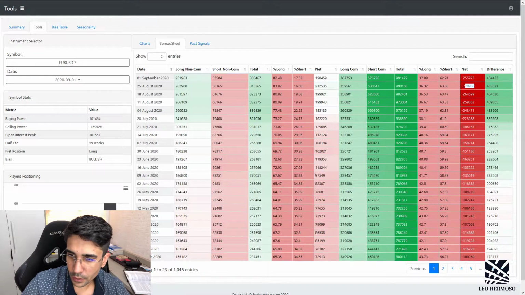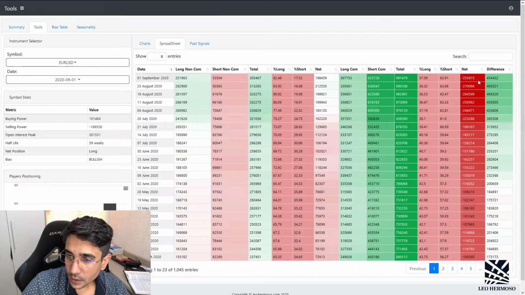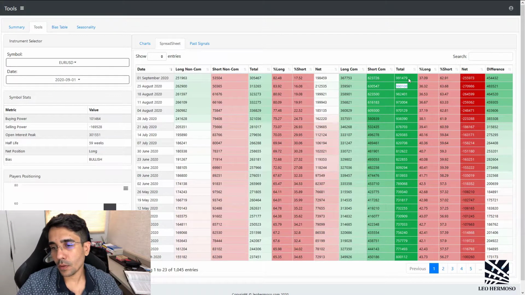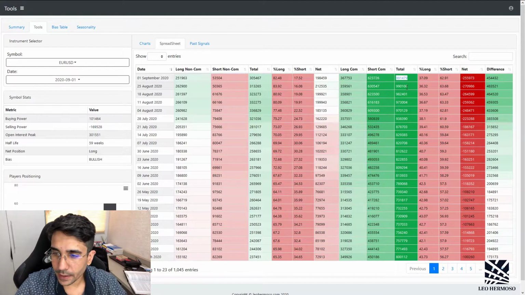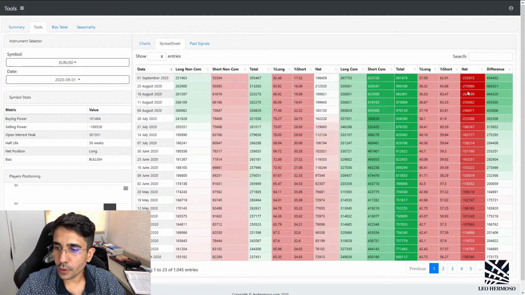Check how commercials are behaving. From here to here, they made the top pattern, and right now they start to cut. They start to cut the longs, but check this, the open interest was increased, okay? So they are preparing themselves for a big move. This is what this is telling us. They are preparing themselves for a big move, and it's not to the upside, it's to the downside.